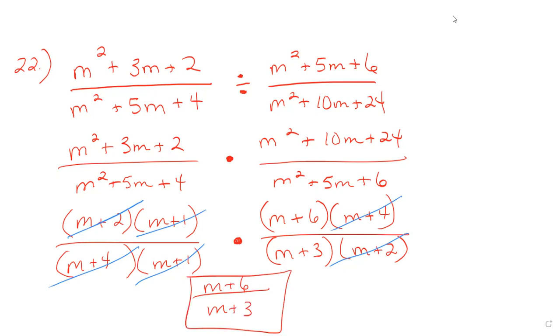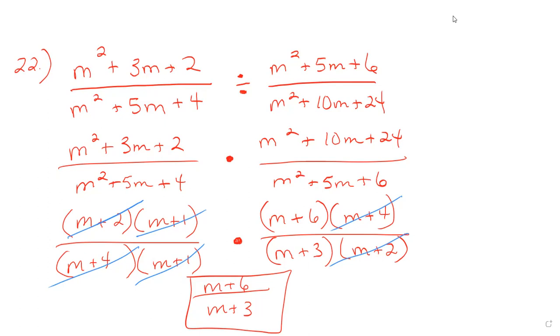Remember, you are not allowed to cancel bits and pieces of binomials, and that goes for trinomials. That's why I couldn't just go in here and just start marking stuff out. I had to factor. So you cannot cancel out the two m's. You cannot cancel out the 6 and the 3. You were stuck with this. So my final answer is m plus 6 over m plus 3. Okay, so that's multiplication and division together.